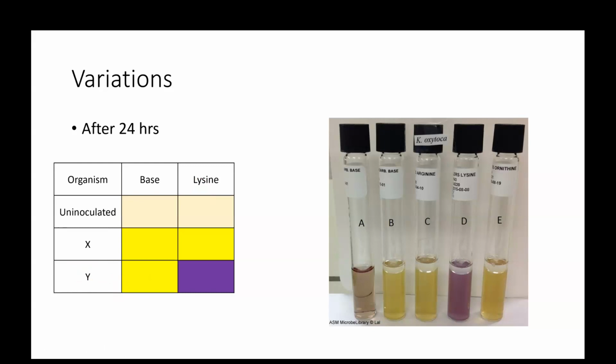What would you do if you were in lab and you pulled these tubes out of the incubator after 24 hours and you saw that X was yellow and Y was purple? How would you record that? So something to think about. Probably going to be a practical question.